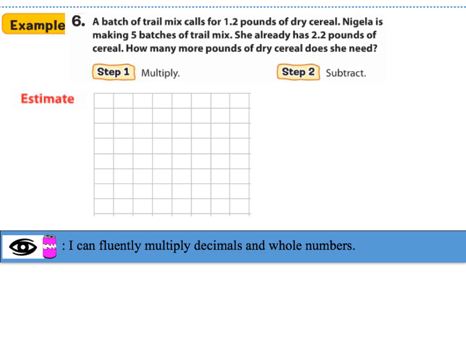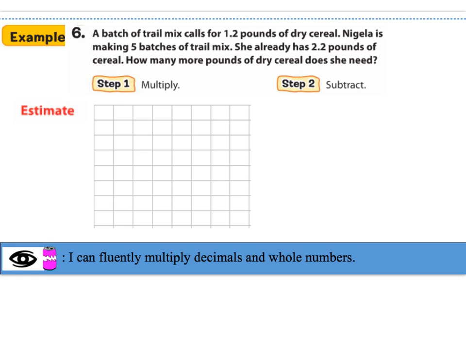Here's example 6. A batch of trail mix calls for 1 2/10 pounds of dry cereal. Nigella is baking 5 batches of trail mix. She already has 2 2/10 pounds of cereal. How many more pounds of dry cereal does she need? So the first thing that I want to do for step 1 is multiply. I know that each batch is 1 2/10. I'm going to multiply that by 5 because Nigella is making 5 batches.